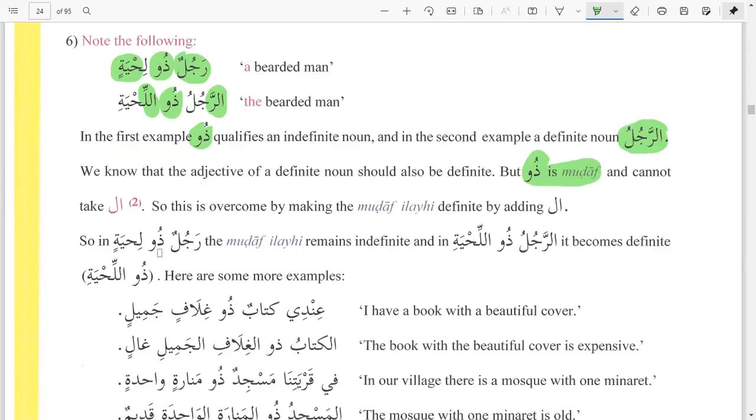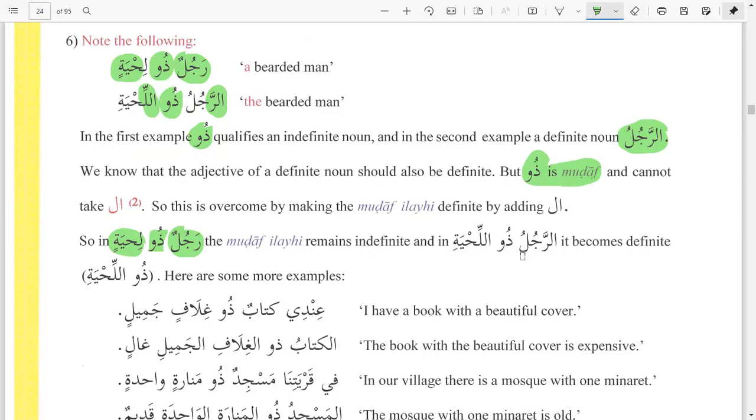So in rajulun zu lihiyatin, the mudaf ilay remains indefinite. Rajulun zu lihiyatin, mudaf ilay lihiyatin remained indefinite because rajulun is indefinite. Because rajulun is indefinite, zu is also indefinite. Zu is indefinite, so lihiyatin is also indefinite.